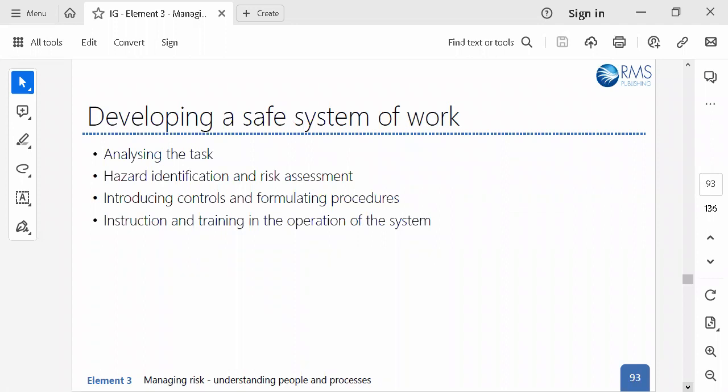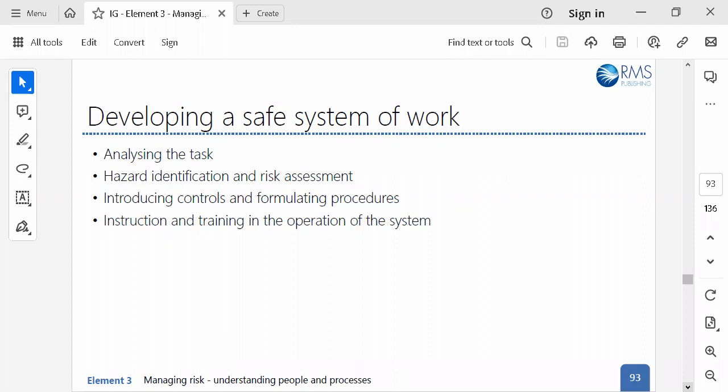Developing a safe system of work, how do we develop the safe system of work: analyzing the task, hazard identification and risk assessment, introducing controls and formulating procedures, instruction and training, and the operation of the system. When we are developing the safe system of work, first we will analyze the task. We will break the task into small components. Then we will identify the hazards from those components, and we will take the risk from those components and prepare a risk assessment for that. And then we will introduce control measures or procedures for each hazard or risk to control it in a better manner. And instruction, training, and operation of the system.